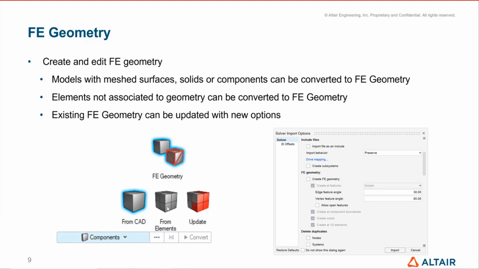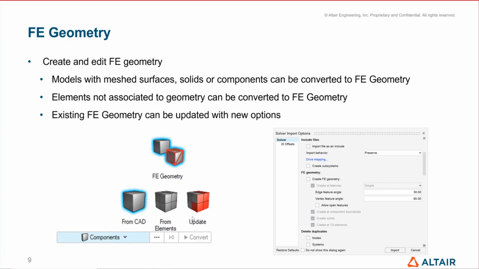The second option is from elements. What this means is whenever you have in your model just a mesh, you can convert it into FE geometry. And once the mesh is converted into FE geometry, you are allowed to work with any of the geometric tools directly on the mesh.